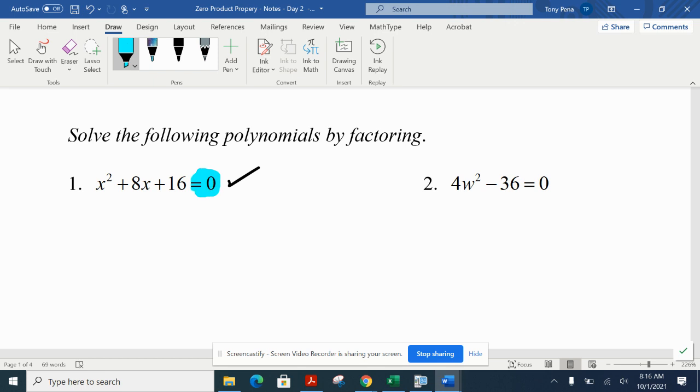We want it to be set equal to 0. That's done. We want these to be in descending order, x squared, x to the first, and then no x's. So everything's perfect right now. This is ready to be factored, and it's ready to be solved. All right, so do that real quick. Tell us more than anything if we understood what you did for homework last night.